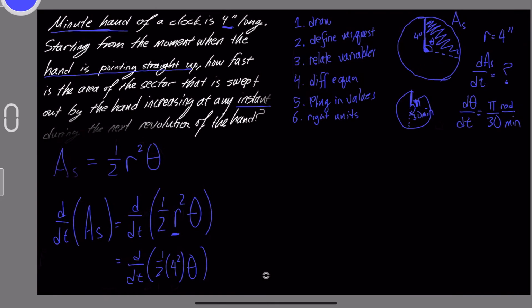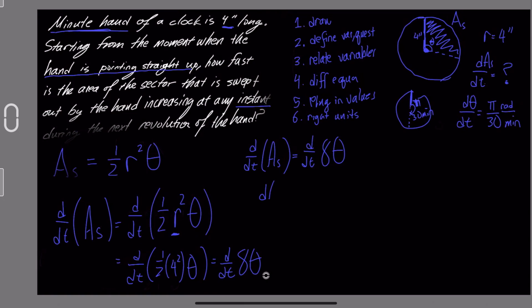Theta. All right. And that simplifies to d/dt of 8 theta. All right. Then I'll just put it all together nice and neatly. d/dt of 8 theta. All right. And then actually doing the differentiation, we get dA/dt is equal to 8 dθ/dt. Great, so that was step 4.